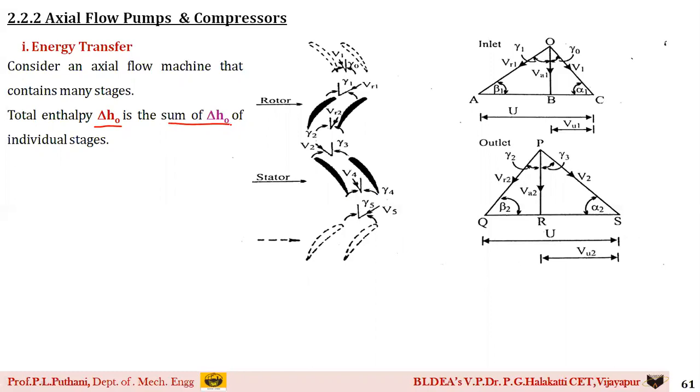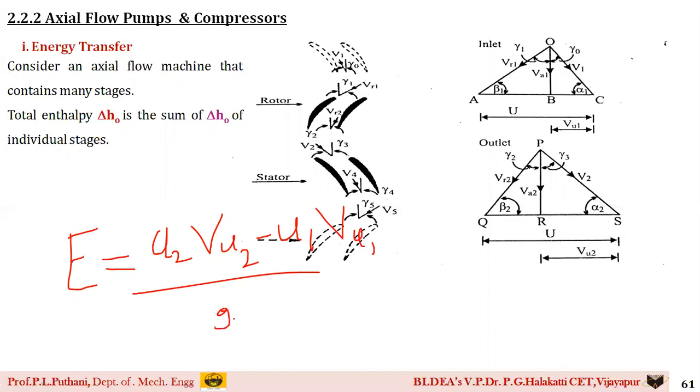Already we have learned in previous sessions that for power absorbing machines, U2 is greater than U1, that is, the tangential speed at the outlet is greater than the tangential speed at the inlet, which means mathematically you can write the energy transfer equation as E is equal to (u2 vu2 minus u1 vu1) by gc.